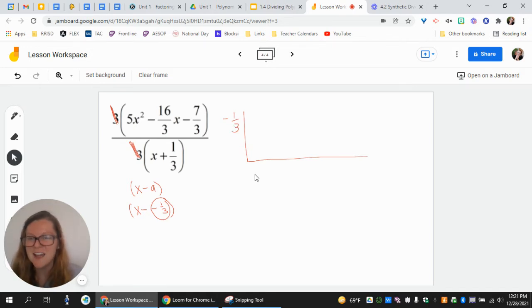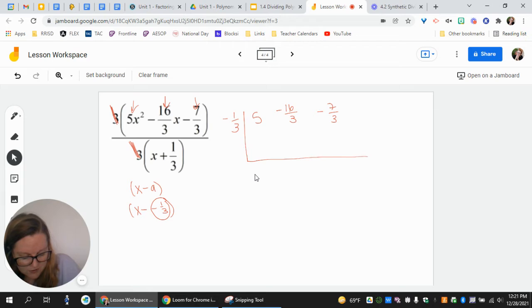We like fractions. Then you're taking your coefficients from your dividend. So I'm going to write 5, negative 16 over 3, negative 7 over 3. I'm making sure that I'm not skipping over any terms. If I did, I would put a 0. And now we're going to multiply, add, multiply, add, multiply, add.